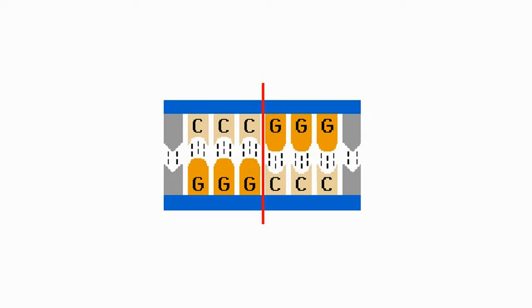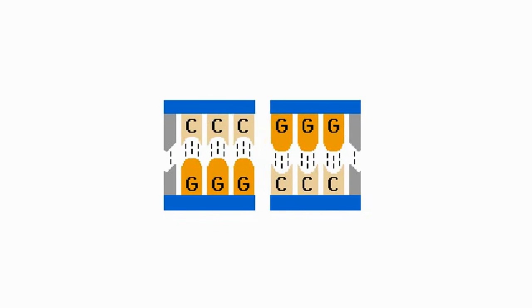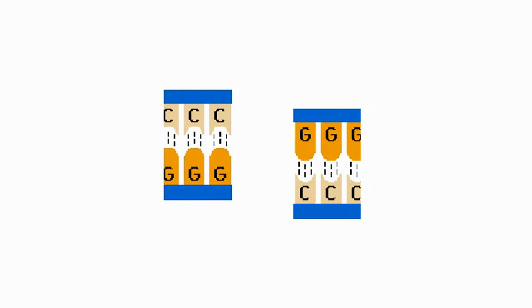This restriction enzyme recognizes the DNA sequence CCCGGG. It cuts the DNA strands between the bases C and G. The resulting DNA fragments have no single-stranded sticky ends.